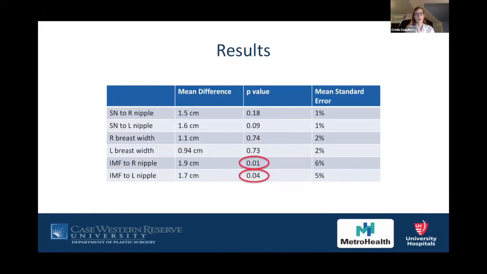For results, our measurements from sternal notch to nipple and breast width were not statistically different between the camera and the manual measurements made in clinic. However, the measurements from the IMF to nipple were statistically significantly different between those two. I hypothesize that this is because the software may have trouble placing where the IMF is. You can actually move around in the software where those landmarks are placed. However, to avoid any confounding or subjectivity in this study, we left those landmarks where they were automatically placed.